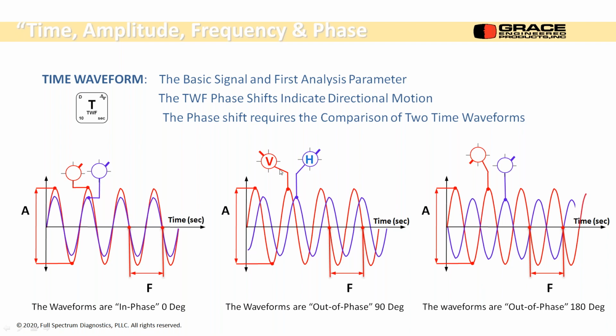So 0 degrees, 90 degrees, this is 180 degrees. So they're moving completely out of phase. So this would be across a coupling, basically. This is a misaligned coupling because one half is moving in one direction and the other half's moving the other way. They're always fighting each other.